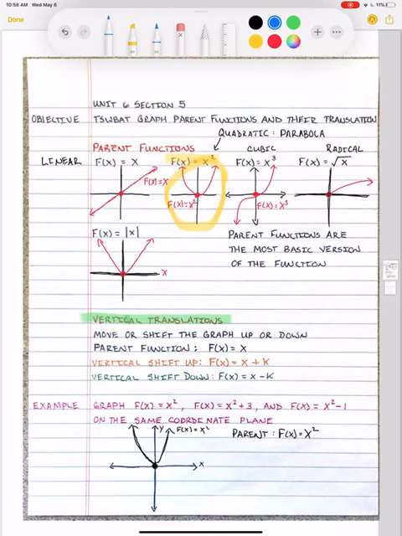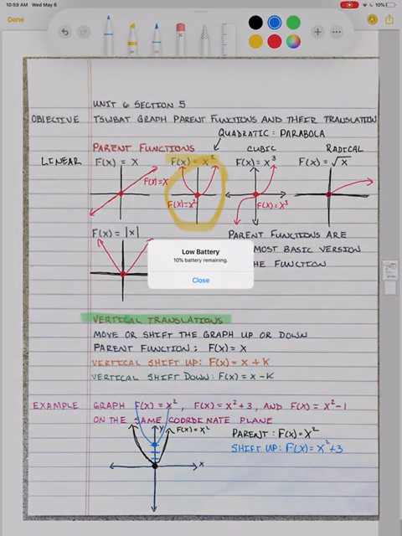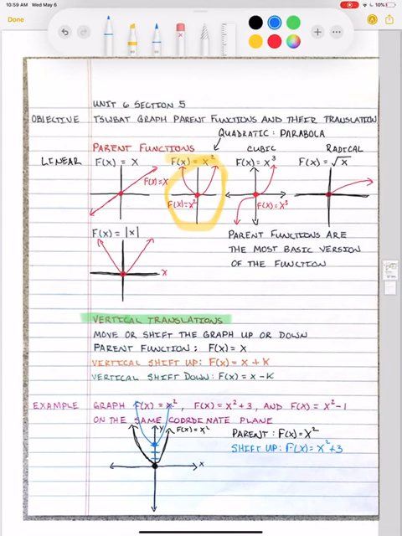Next, we're going to shift up, and that would be f of x equals x squared plus 3. So I'm going to take the dot from my parent function and move it up 3 spaces. So 1, 2, 3. This is where my dot is now going to be, and then all I have to do is draw a U that's going up, and this is going to be my new function.